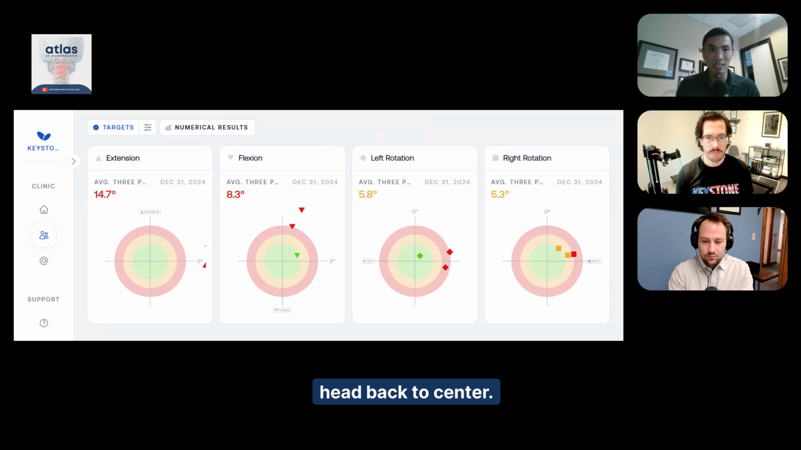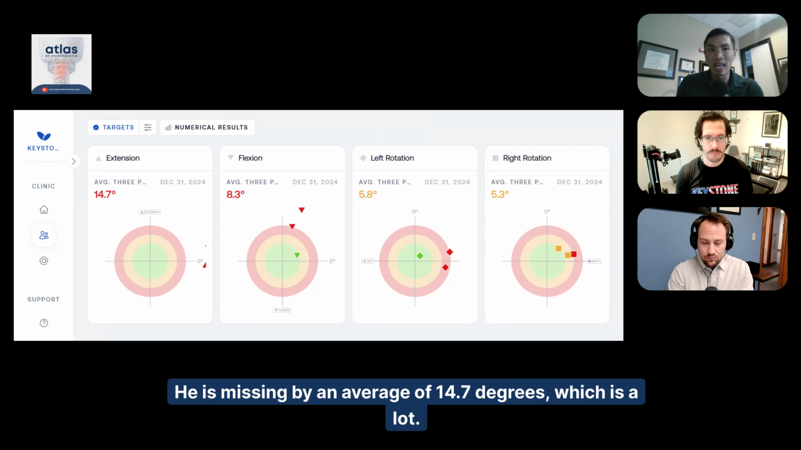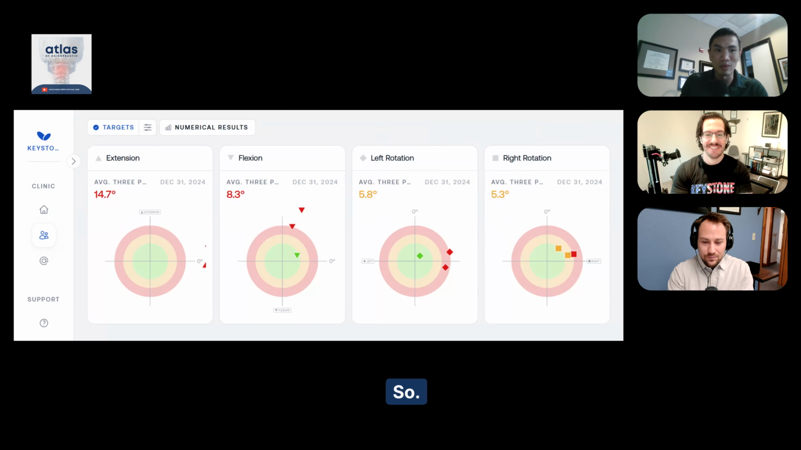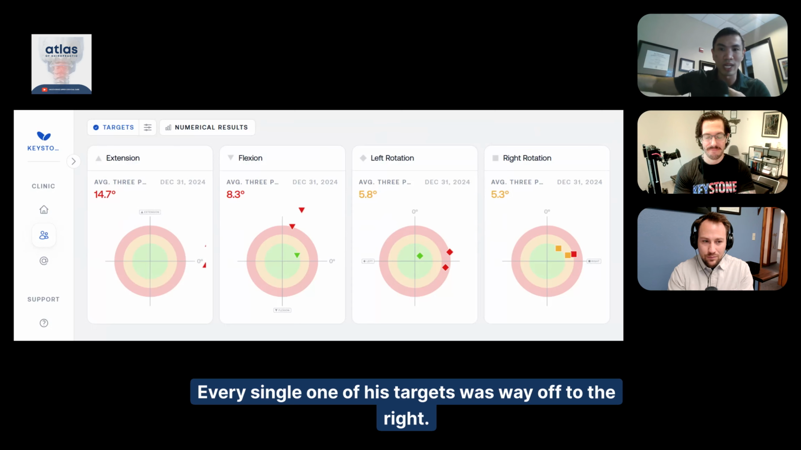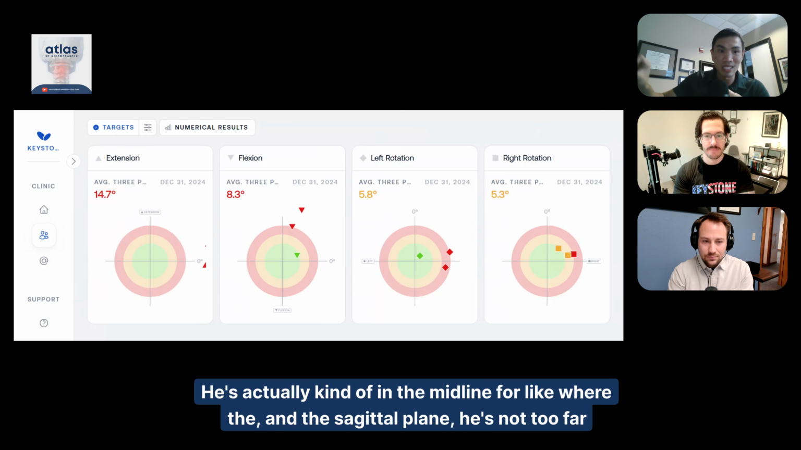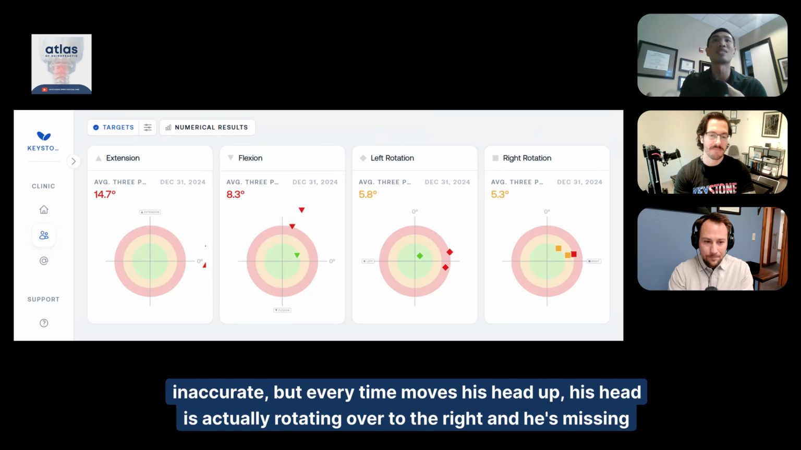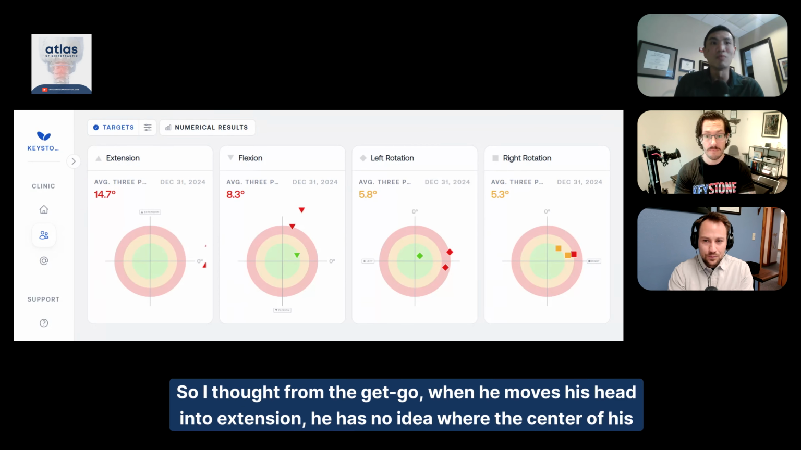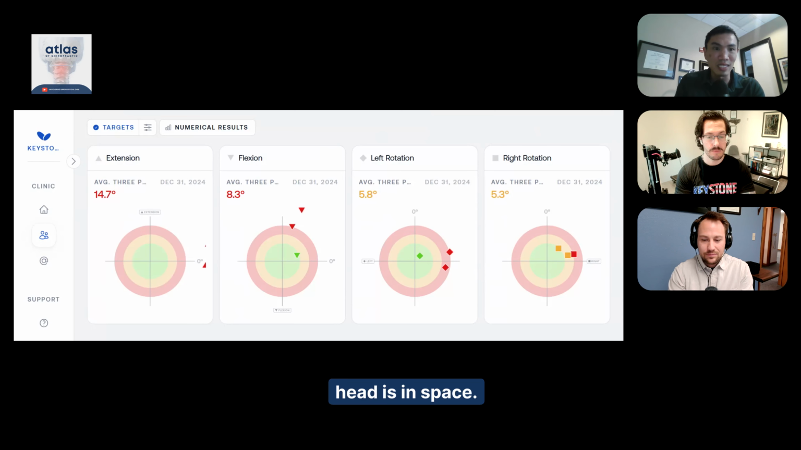So on the screen, you could look at when he goes into extension, he has his eyes closed and he brings his head back to center. He is missing by an average of 14.7 degrees, which is a lot. We really don't see a lot of people miss that much. Every single one of his targets was way off to the right. He's actually kind of in the midline in the sagittal plane, he's not too far inaccurate, but every time he moves his head up, his head is actually rotating over to the right and he's missing by 14.7 degrees. So right from the get-go, when he moves his head into extension, he has no idea where the center of his head is in space.